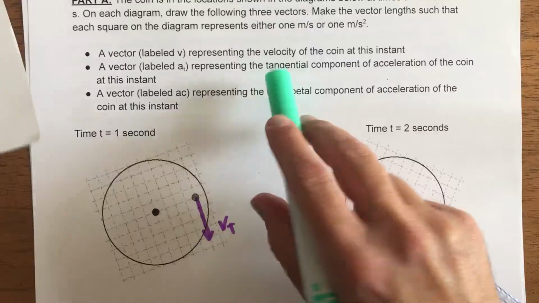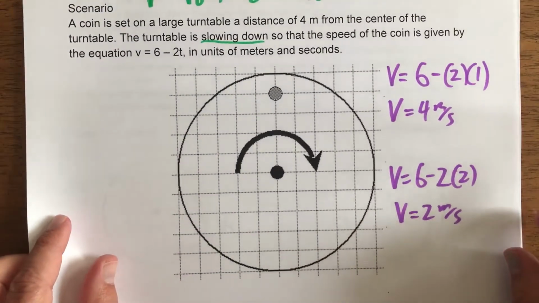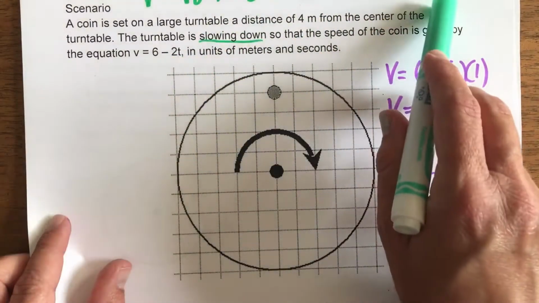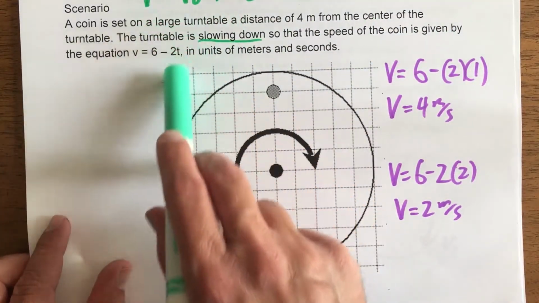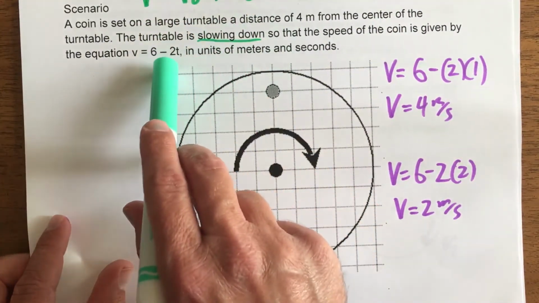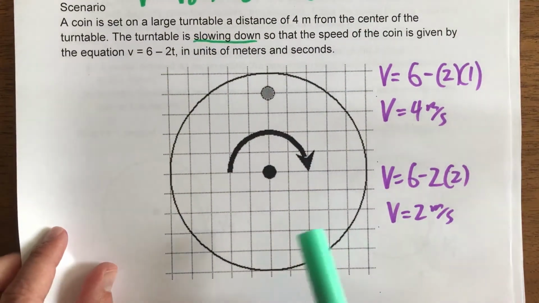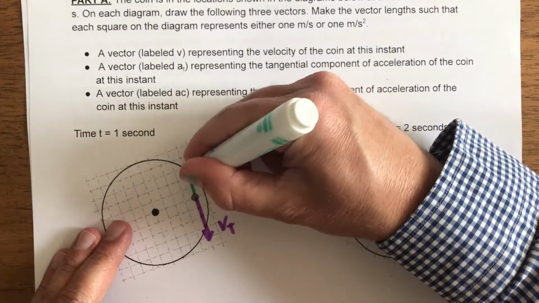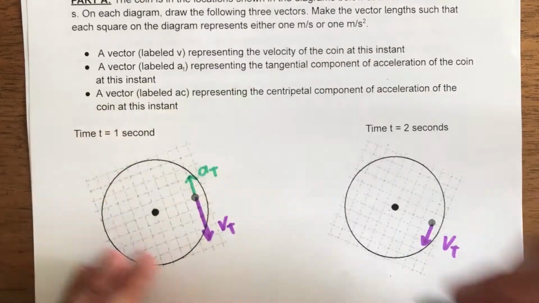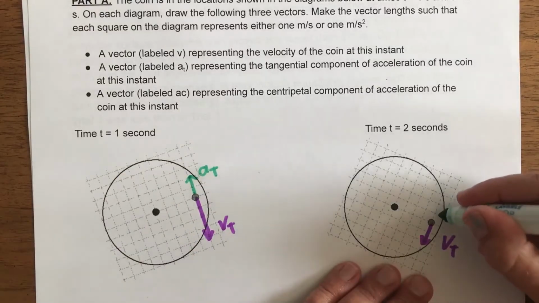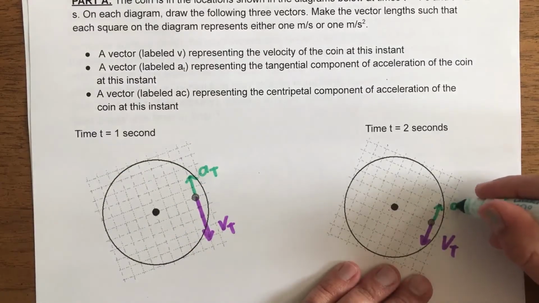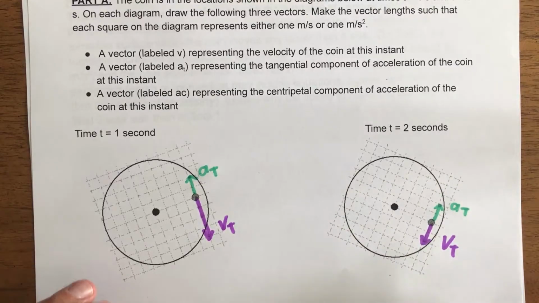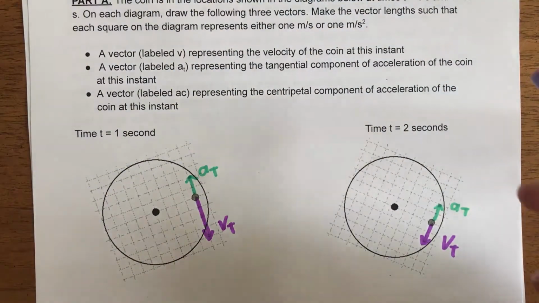Now let's do the tangential acceleration. That's like the linear acceleration. And we can see in this equation, as we've already stated, that since this is basically the first equation here, negative 2 is the acceleration. And so negative 2 means in the opposite way that it's traveling. So in this picture right here, I'll label this a sub t. The tangential acceleration would point opposite to the way that it's traveling. And it should be 2 squares long to represent negative 2 meters per second squared in the opposite direction. And that's just a constant value there.